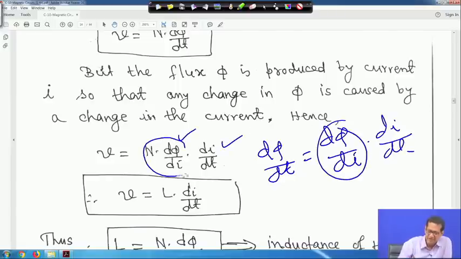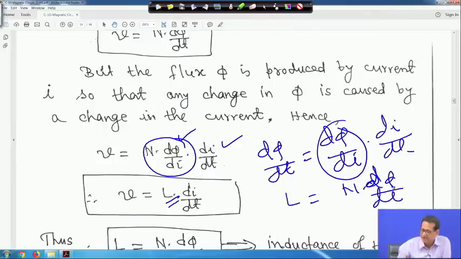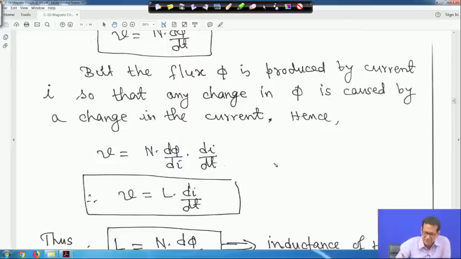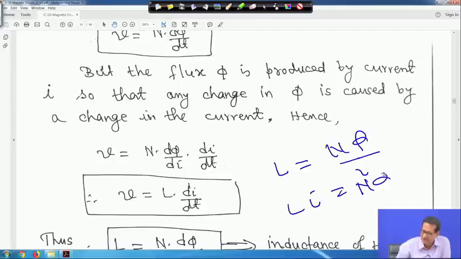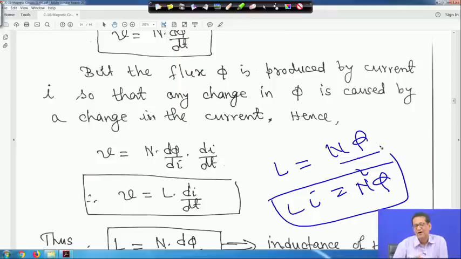So, this term n d phi by di is actually L, the inductance. That means V is equal to L into di by dt, which you have seen earlier also, and L is equal to n into d phi by di. In general, sometimes we write L is equal to n phi by I, that means L I is equal to n phi. This is also required for numericals: L I is equal to n phi.